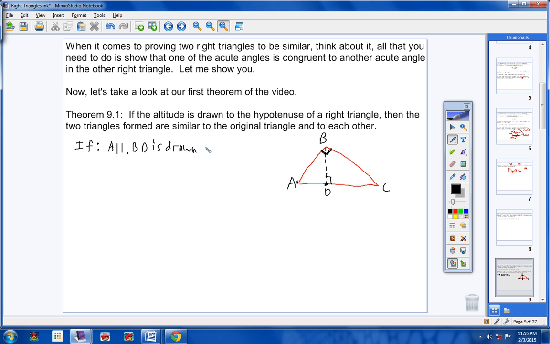that's an A right there. I do know how to spell. It's drawn from the right angle.